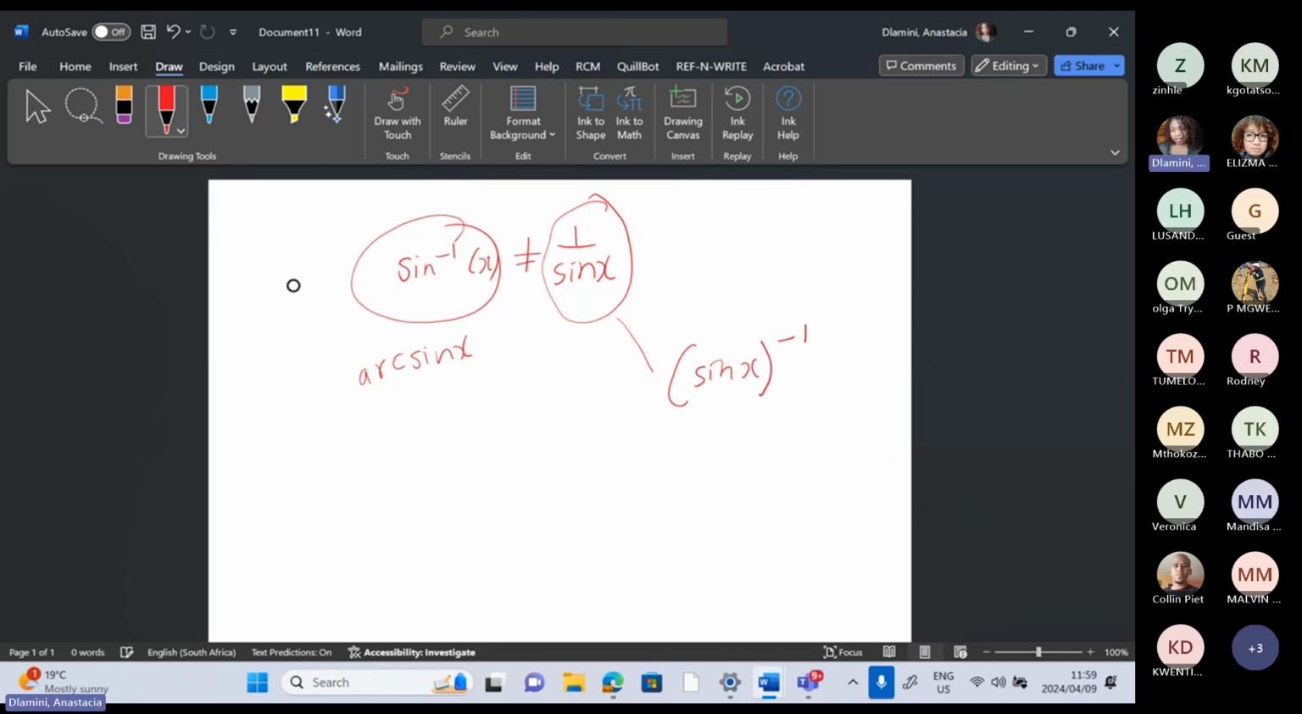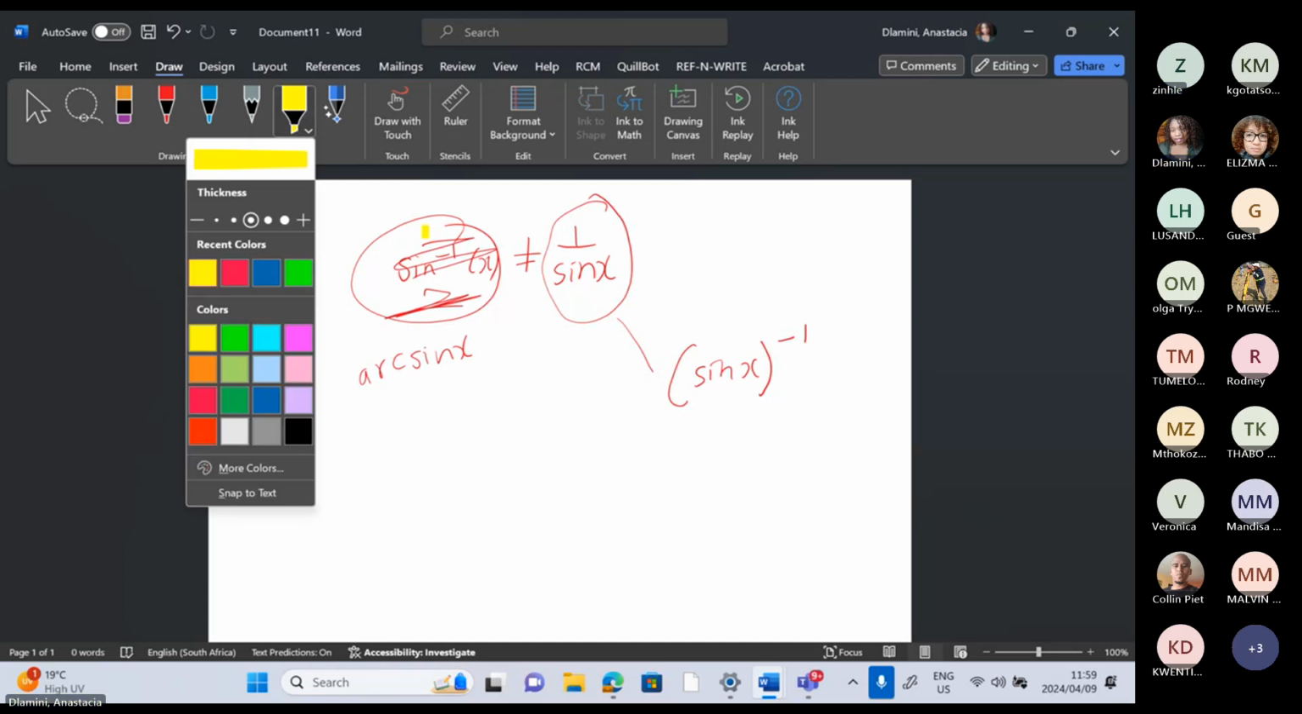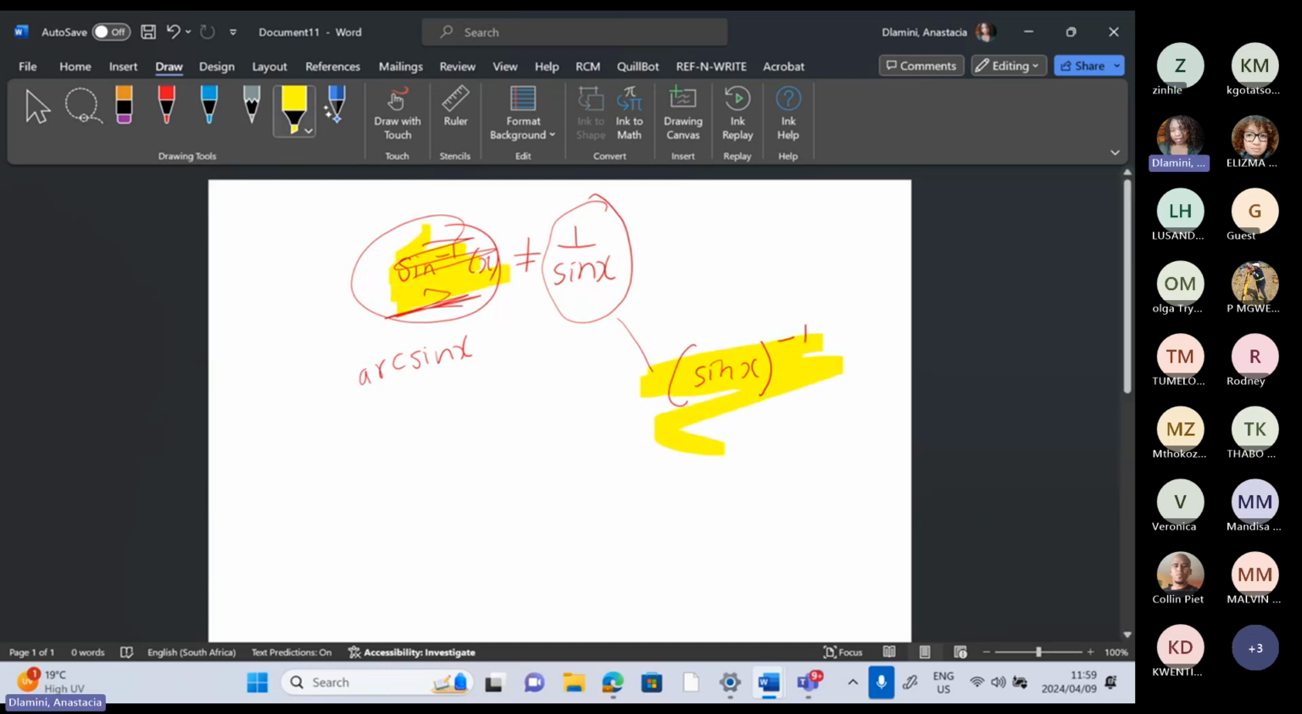Do you see the two different stuff we have? This is not the same as this. This is not the same as that. Okay. Now, I guess it's easier to see the inverses, isn't it, guys?